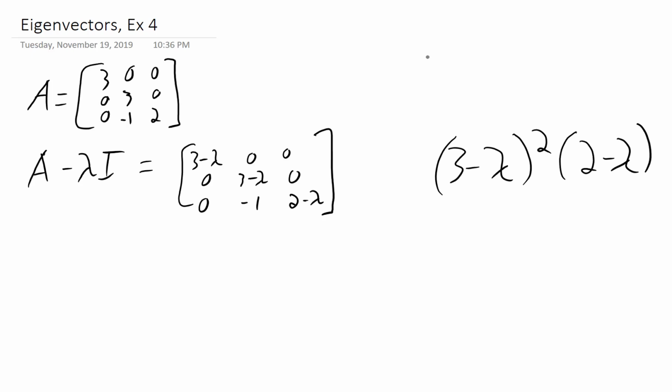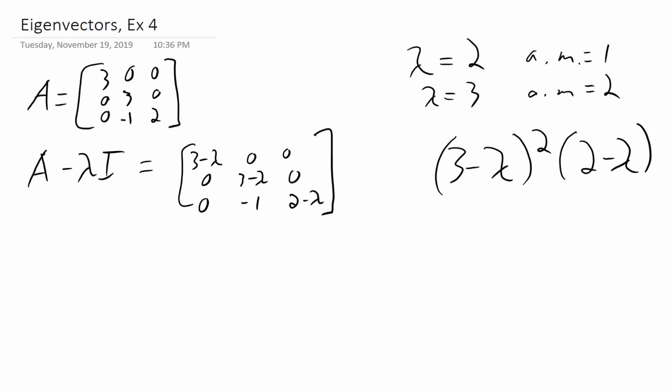And this has a couple of roots. Those two roots are 2 and 3, where lambda is equal to 2 with algebraic multiplicity equal to 1, and lambda is equal to 3 with algebraic multiplicity equal to 2. So the root 3 is a double root, the root 2 is a single root. Now let's take a look at those eigenvectors.